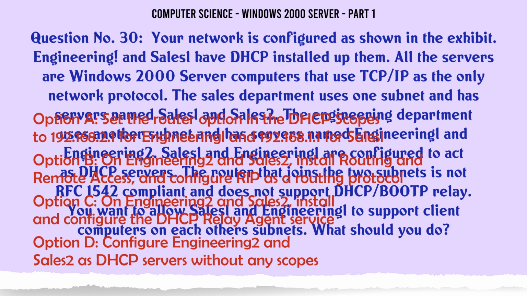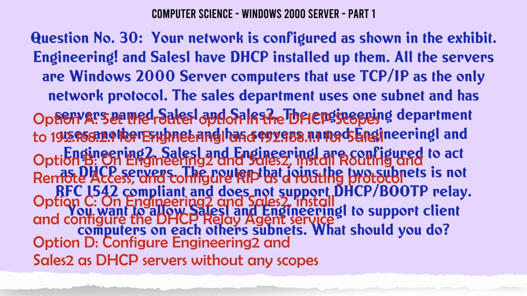The router that joins the two subnets is not RFC 1542 compliant and does not support DHCP boot relay. You want to allow Sales1 and Engineering1 to support client computers on each other's subnets. What should you do? A. Set the router option in the DHCP scopes to 192.168.2.1 for Engineering1 and 192.168.1.1 for Sales1. B. On Engineering2 and Sales2 install routing and remote access and configure RIP as a routing protocol.